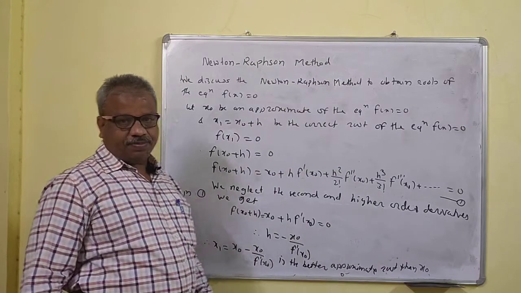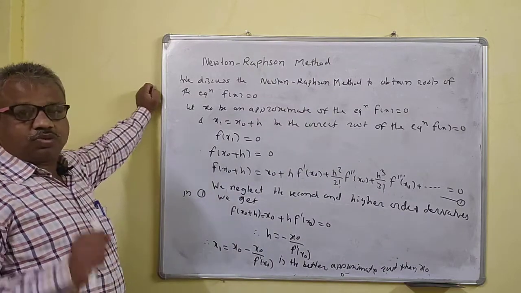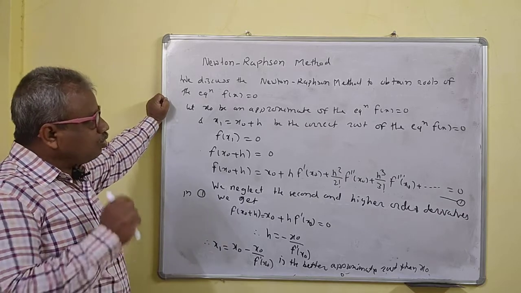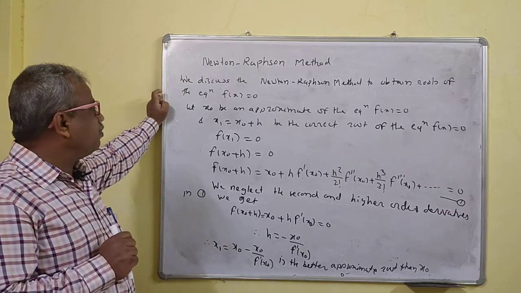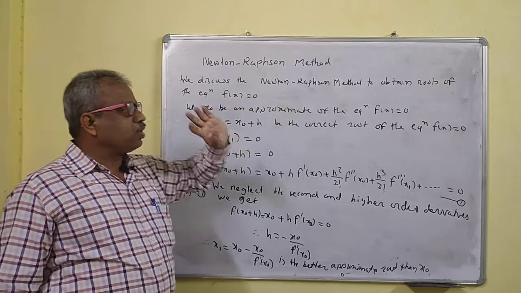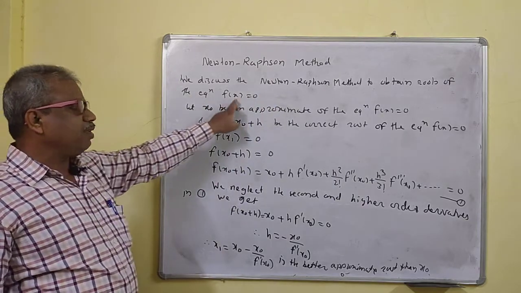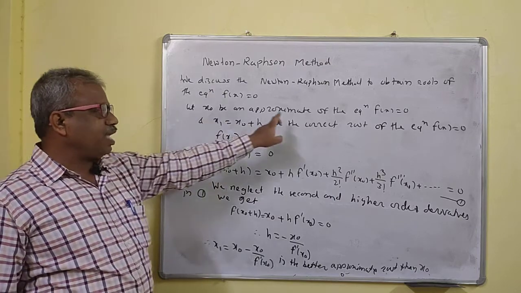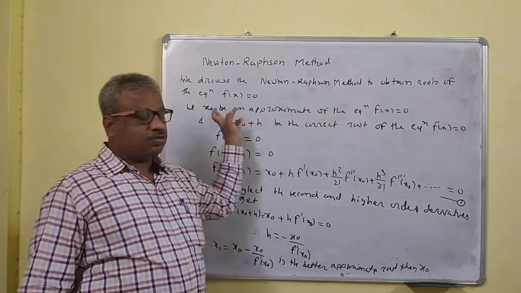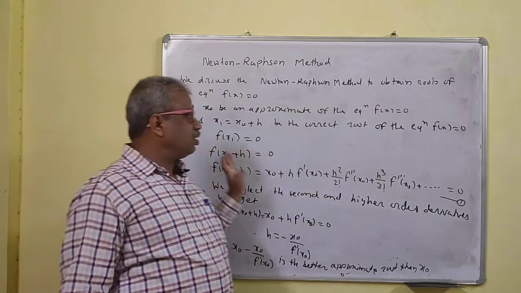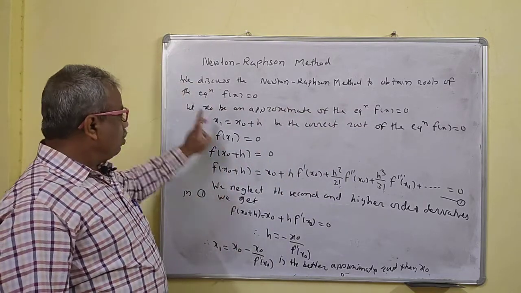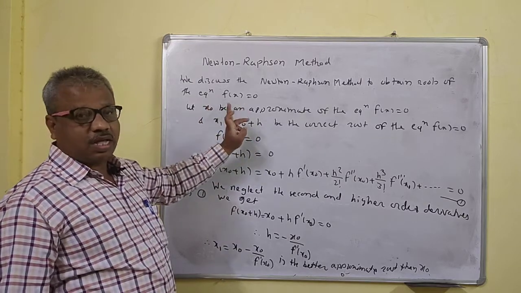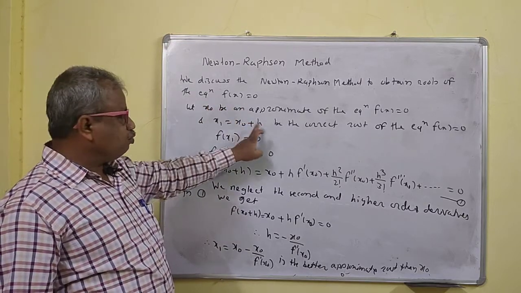Now we will see how to find the roots of an equation by using the Newton-Raphson method. So this is the explanation of the Newton-Raphson method to obtain the root of the equation f(x) = 0. First, let x0 be an approximate root of the equation f(x) = 0, and x1 = x0 + h. This h is the error in x0, because x0 is only an approximate root.